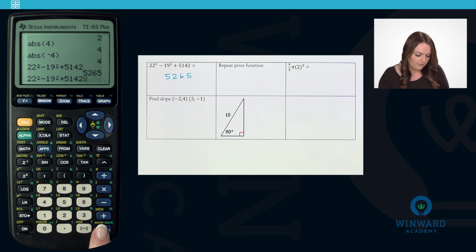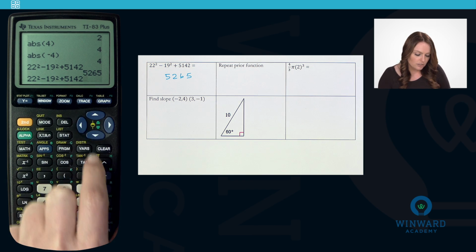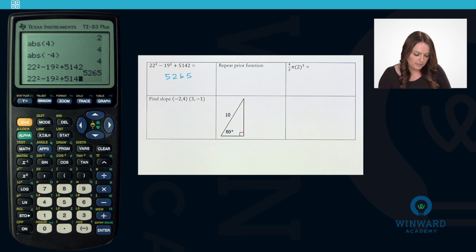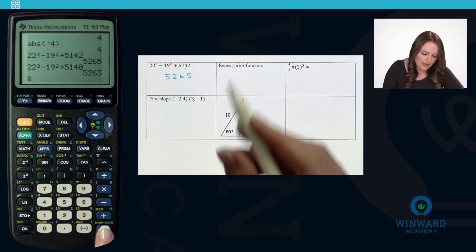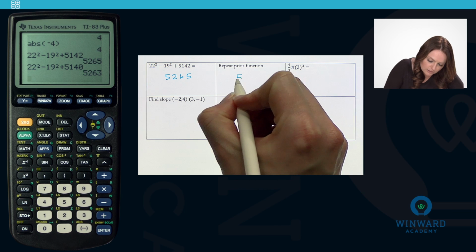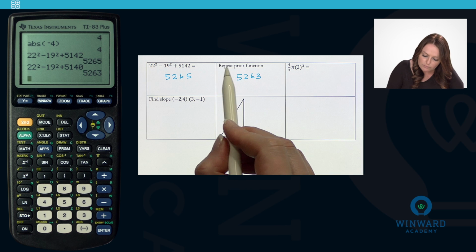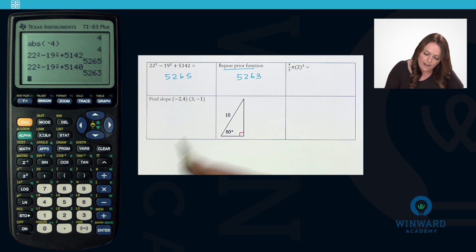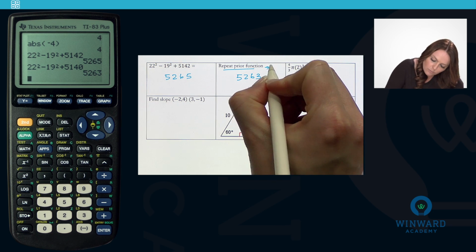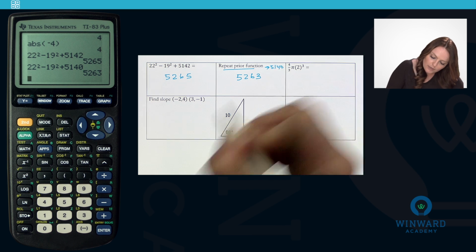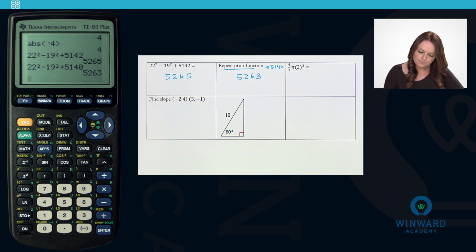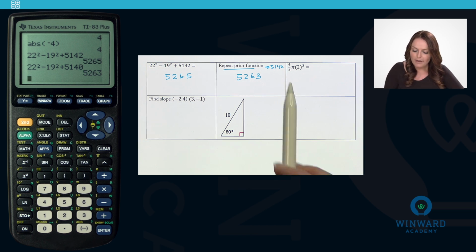It'll repeat the function for you, and then you can just click to the left where the 2 is highlighted, change it to a 0, and then press enter, and then you can get that the answer is 5,263, right? So we repeated the prior function, and then we made a change, so what we added was 5,140 instead.